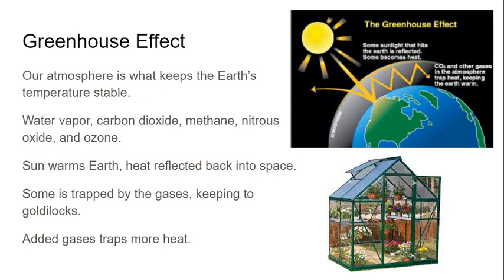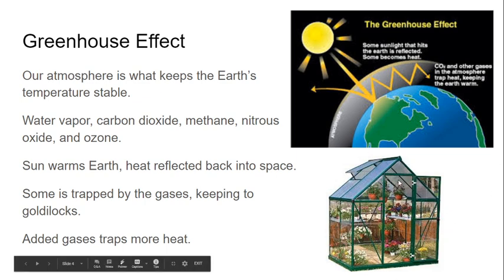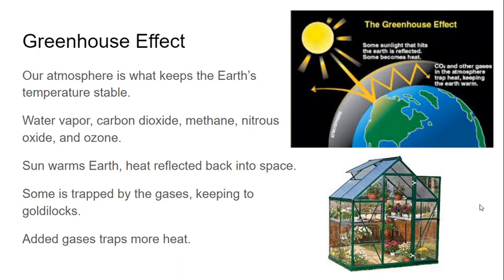So a greenhouse is usually a glass house that we normally house plants in. And what it does is it kind of traps in the heat. Now, our atmosphere is what keeps the Earth's temperature stable. And so this atmosphere is made up of a mixture of different elements: water vapor, carbon dioxide, methane, nitrous oxide, and the ozone. And right now it's at a really good balance.